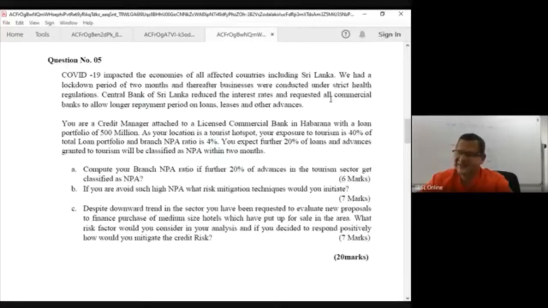The last part of the question is, despite downtrend in the sector, you have been requested to evaluate a new proposal to finance purchase of a medium-sized hotel which has been put up for sale in the area. What risk factors would you consider in your risk analysis if you decide to respond positively? Or how do you mitigate credit risk? Now you have been given a real life situation.